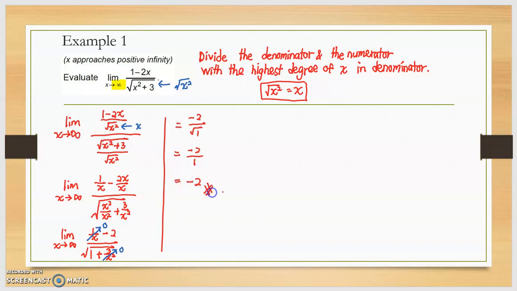So here is the answer for example 1 for the second form. In the second form, the radical is either on the denominator or numerator. Here we divide by the highest degree of x in the denominator, which is the square root of x squared, and at the same time you have to remember that the square root of x squared also equals x. So here we have to change to x, and then we simplify and substitute the value.